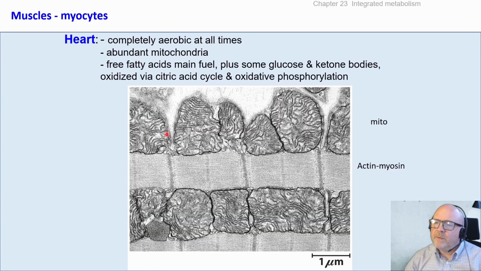The heart is dependent on oxygen. It has to be kept oxygenated. It gets its energy under aerobic conditions at all times. This is a cross section of it. You see it has abundant mitochondria flanking the muscle fibers. So free fatty acids are the main fuel, but it can use glucose and ketone bodies in the worst case. These are all oxidized via the citric acid cycle and oxidative phosphorylation. So this is why we need oxygen all the time.